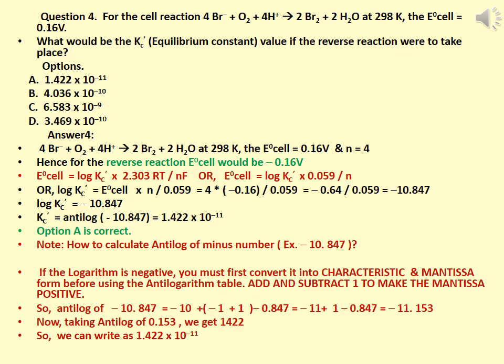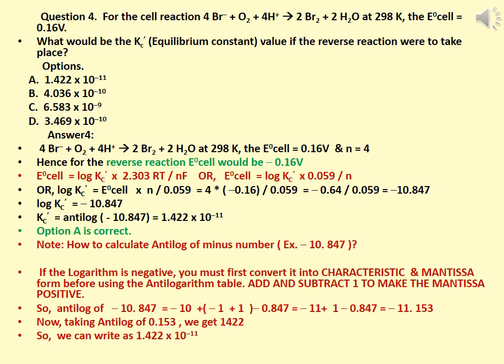So E naught cell is equal to log K'c into 0.059 by n. Substituting the value, log Kc is equal to E naught cell into n by 0.059, because n is given as 4. So it would become 4 into E naught cell, which is minus 0.16, divided by 0.059, which is equal to minus 10.847. So log Kc works out to be a negative number, minus 10.847.